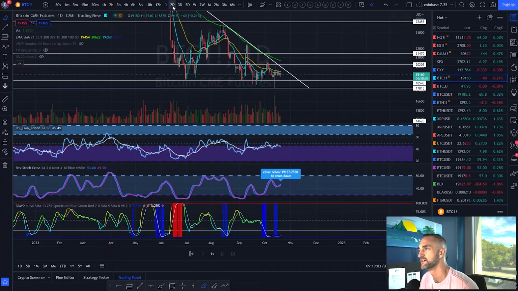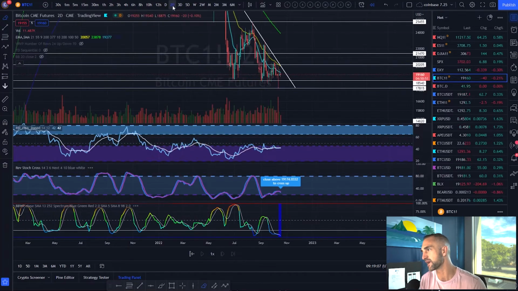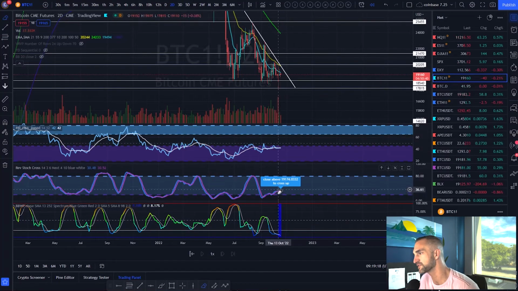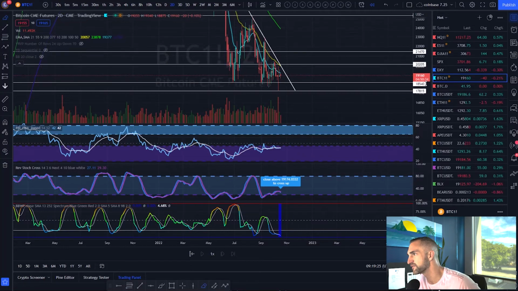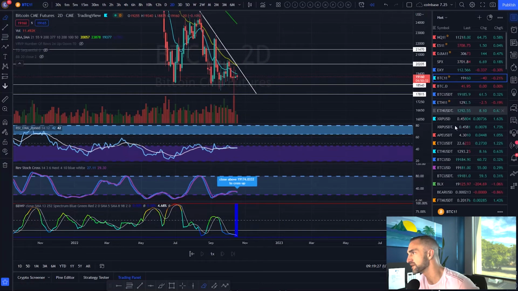Yep, so the daily time frame is going to get the price action first here. The 2-day, here's kind of the difference. The 2-day is going to be a more powerful signal, and the directions of the Stokes will cross up today with any kind of a closure above 19,174. We are currently below it.